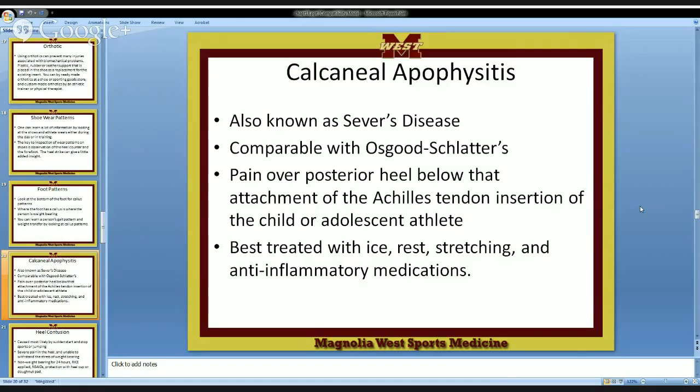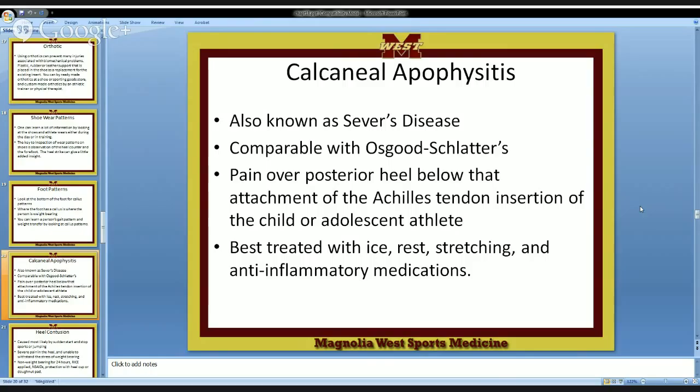Oh, that looks like a great answer. What's also known as Sever's disease? Calcaneal apophysitis. Yeah, and it would be a fill in the blank, not a guesser. Yeah. So it's comparable to Osgood-Schlatters. Y'all ever heard of Osgood-Schlatters in somebody's knee? No, never heard of it.